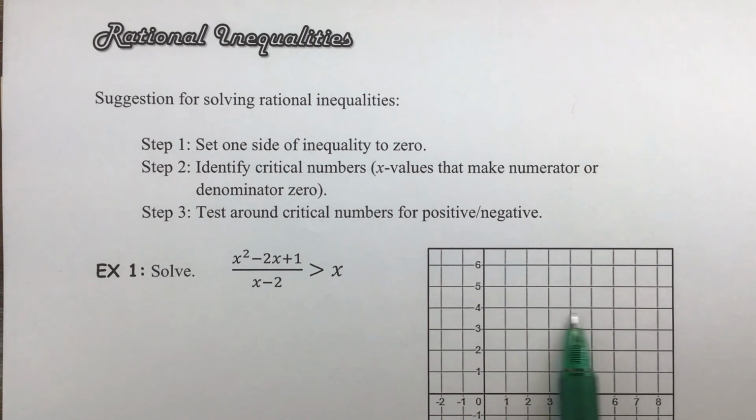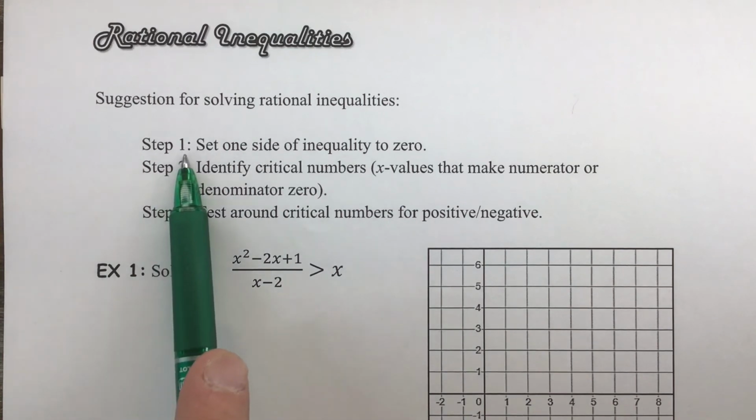You're going to notice that I do have a grid over here. So when I'm done doing this algebraically, we're going to go ahead and look at a picture and verify that the work that we have done actually is correct. The way that we're going to approach this is a three-step process.